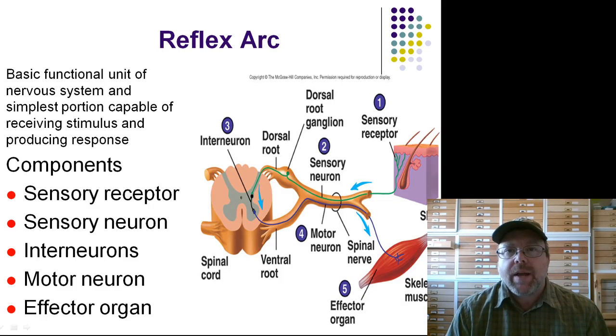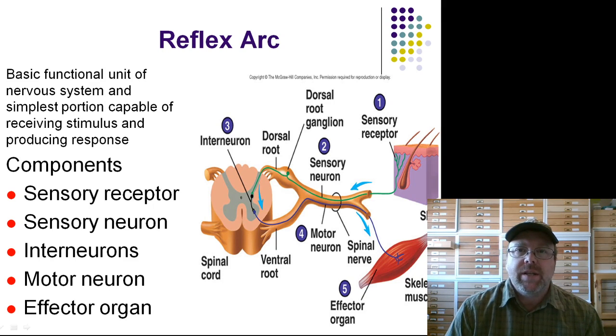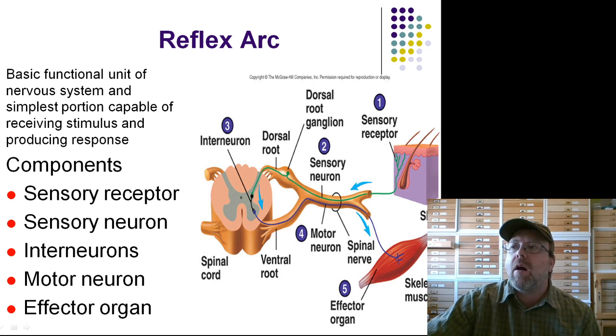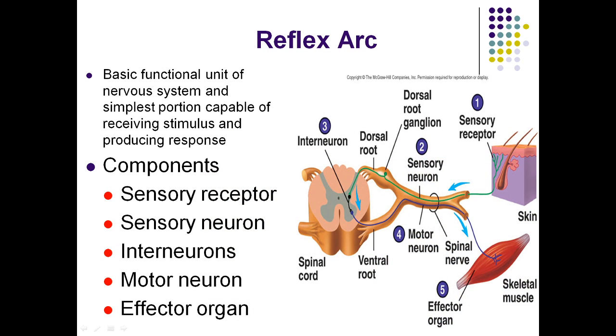So let's summarize our spinal reflexes by talking about a reflex arc. Now, a reflex arc is just the basic functional unit of these reflexes, and it's going to involve 5 different components that all interact to cause that reflex. So we're going to start with a sensory receptor in our skin.